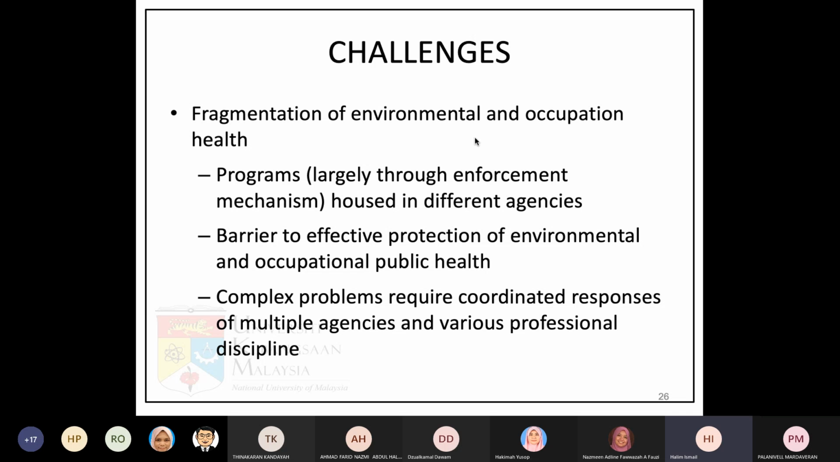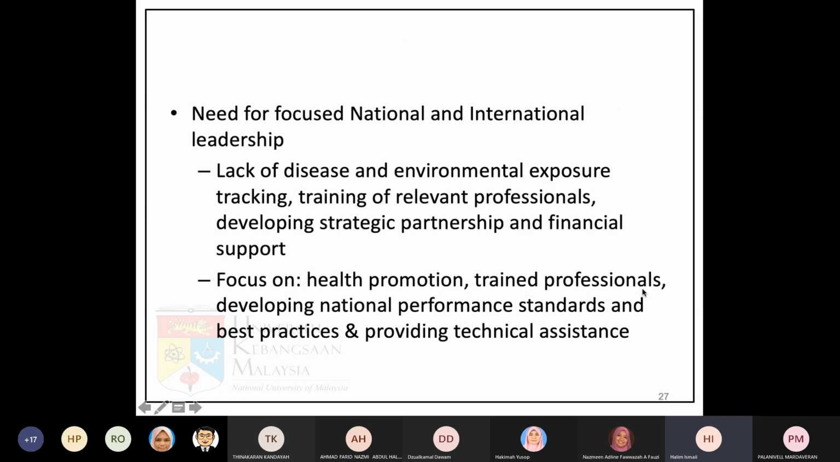So programs largely through enforcement mechanism housed in different agencies, enforcement agencies. Barriers to effective protection of environment and occupational public health. Complex problems require coordinated responses of multiple agencies and various professional disciplines. Okay. Need for focused national and international leadership.